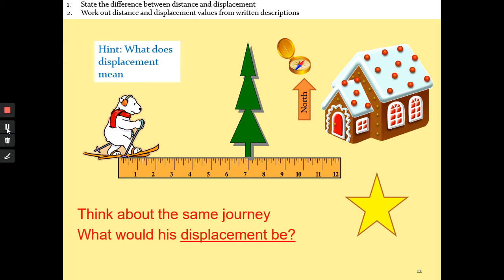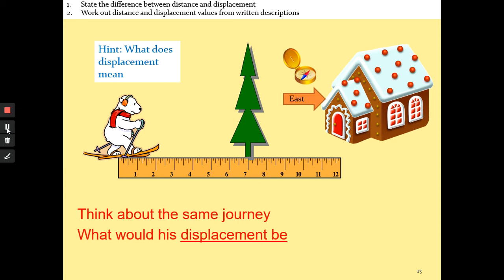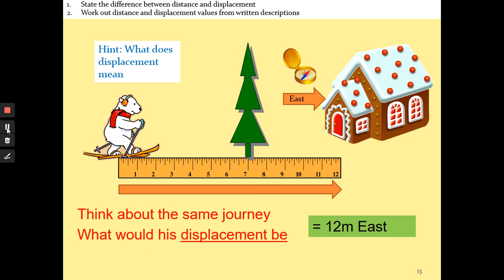Okay, so now let's really break this down. It does not matter if the bear has skied to the tree and back, because the starting point is where he is now on my diagram, and the ending point is the house. So if we think about the direction first, he's skiing east according to my compass, and the displacement is from the start point to the house. That tree is now unimportant. So the displacement is simply 12 meters east.